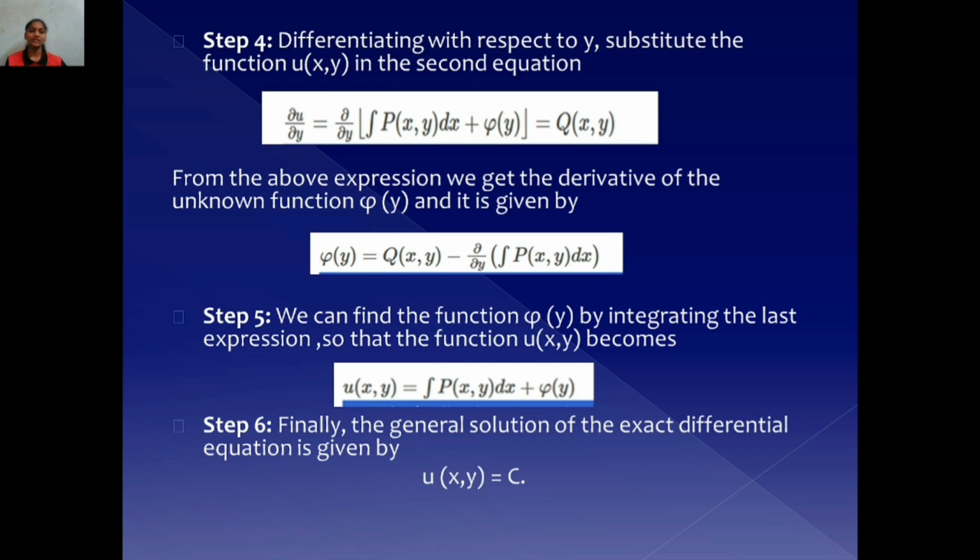Step 5. We can find the function psi of y by integrating the last expression, so that the function u of x comma y becomes u of x comma y is equal to the integral of p of x comma y dx plus psi of y. Step 6. Finally, the general solution of exact differential equations is given by u of x comma y is equal to c.